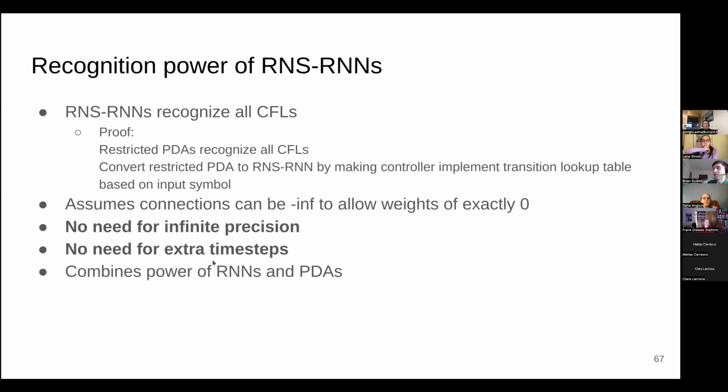So we don't need to assume that we have infinite precision, and we also don't need to give our model extra time steps in order for this to work. So it really is a real-time model. If you execute it on the input with exactly one step per input symbol, then you can make a decision at the end whether or not the string is in a CFL. And it's like we're combining pushdown automata with the power of neural networks.